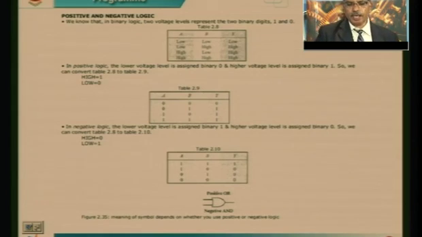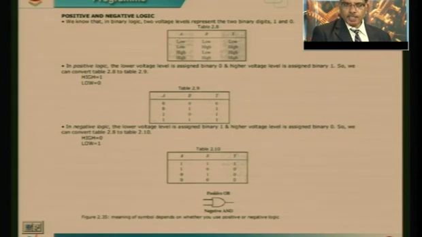I have taken an OR gate operation here and represented it using positive logic. High is 1 and low means the output is 0. In negative logic it is reversed: high is 0 and low is 1. If I change this truth table into negative logic, then low here is 1 in negative logic.